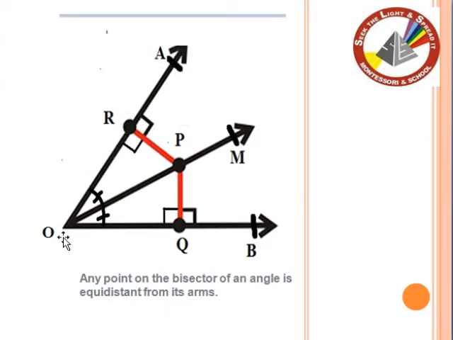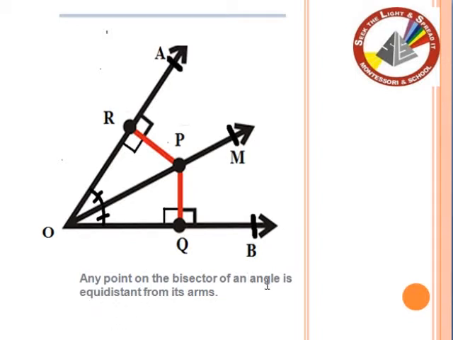First of all, we are going to draw an angle. You know that an angle is always formed by the intersection of two rays. Here we have drawn this ray OA and this ray OB, which both meet at point O, also called the vertex of the angle. So we have formed this angle, angle AOB.